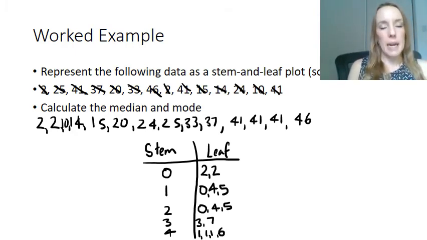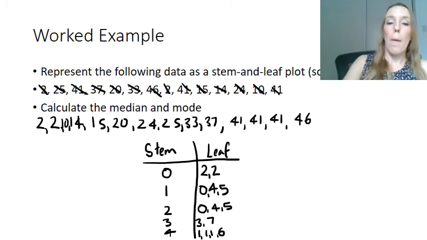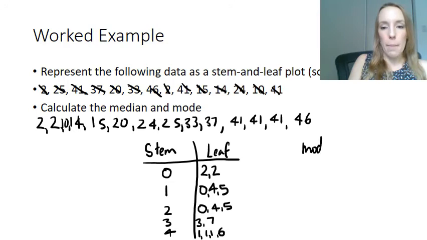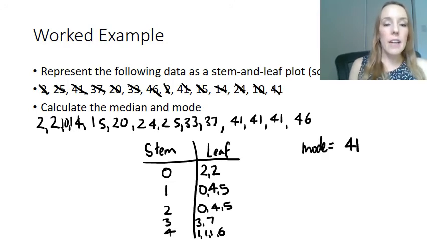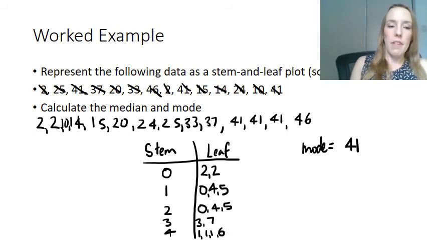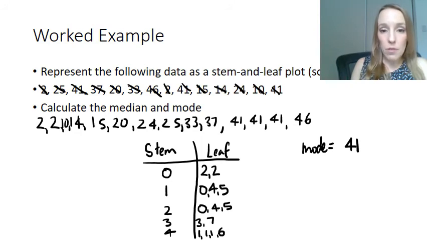So calculate the median and the mode. So I'm going to do mode first because that's the easiest. Our mode is our most common, and we can see that's 41. So our median is our middle value. So how many values do we have? 1, 2, 3, 4, 5, 6, 7, 8, 9, 10, 11, 12, 13, 14. So that's an even number of values.